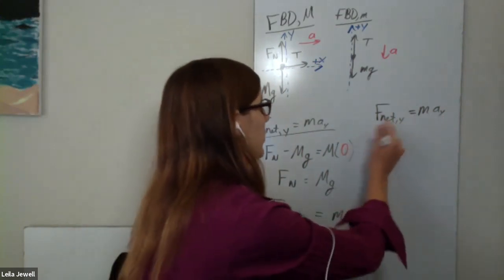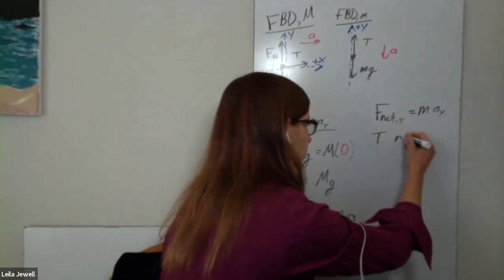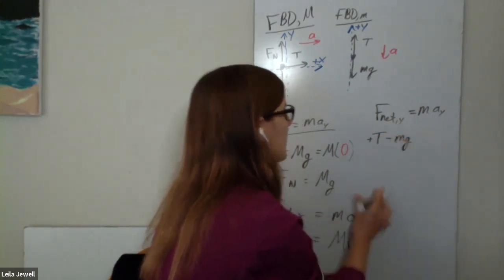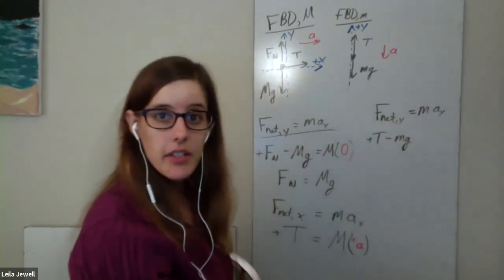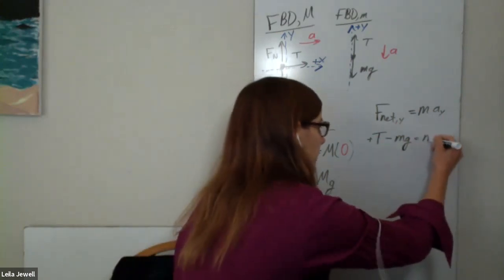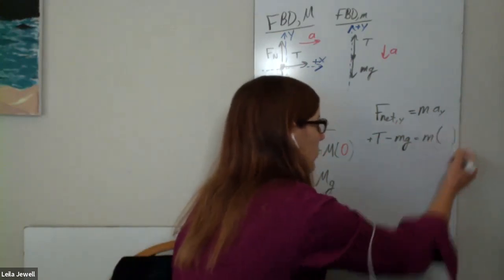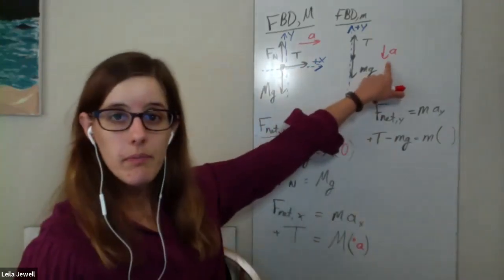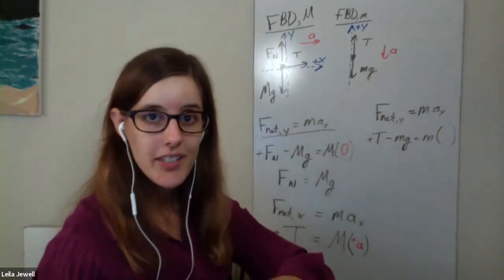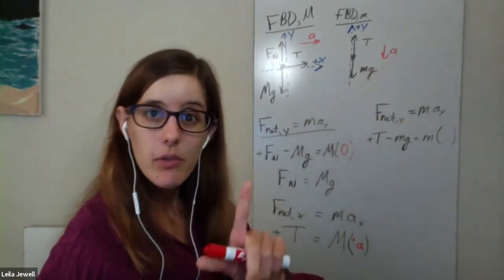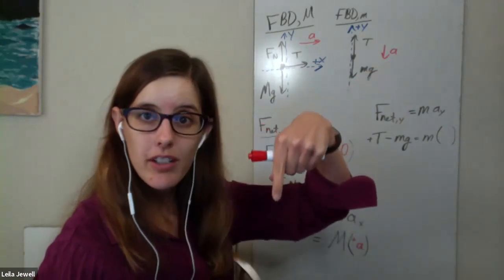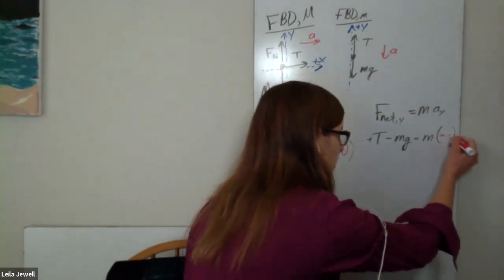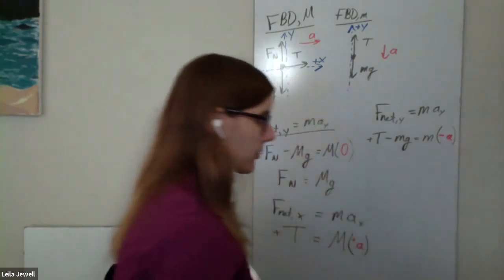So forces in the y direction, I have tension and little mg. Tension is in the positive y direction, whereas little mg is in the negative. So I need to put in that negative sign there. And that is equal to little m that I'm plugging in. Now what about the acceleration? Notice there is acceleration in the y direction. We have to be careful before we just plug the a in. Is the acceleration in the positive y direction or the negative y direction? It's in the negative y direction, so this is going to be a negative a. That is one of the details that is the easiest to miss when solving these problems.